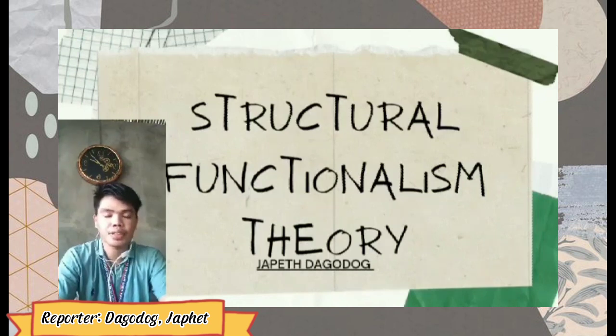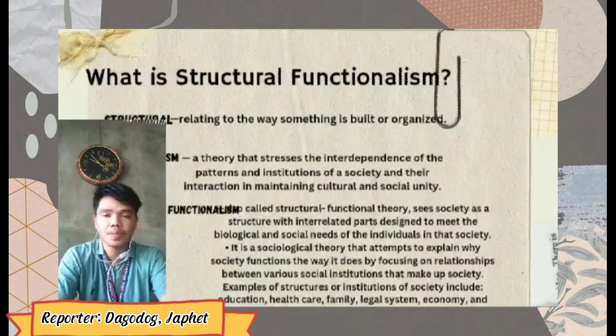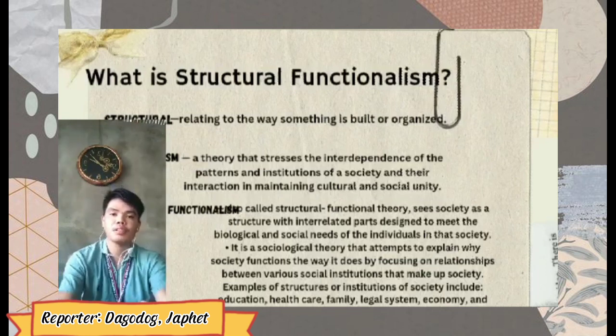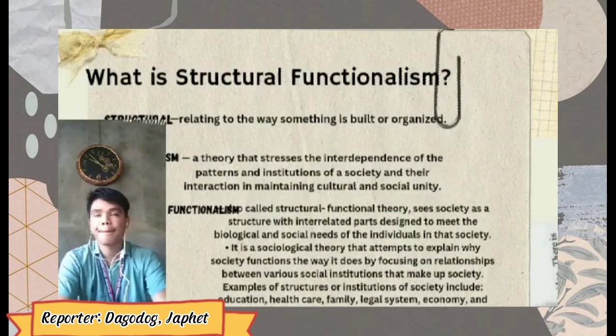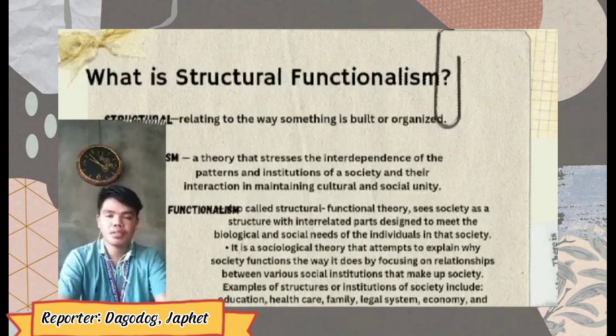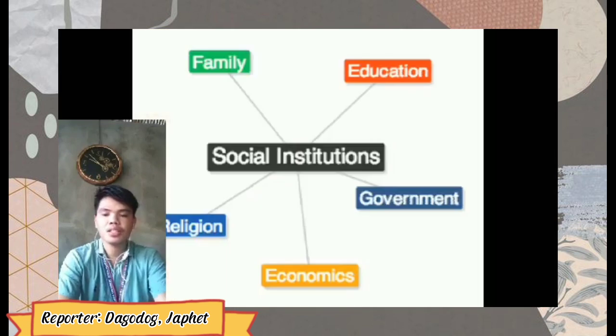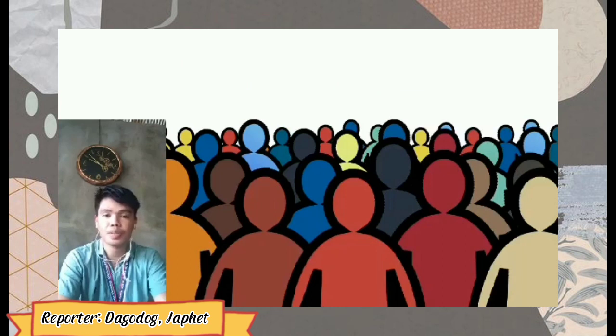Let me tackle what structural functionalism is. Structural functionalism is a sociological theory that attempts to explain why society functions the way it does by focusing on relationships between various social institutions that make up a society. Examples of structures or institutions of society include education, healthcare, family, legal system, economy, and religion. These institutions are linked together to create an impact on society, most especially in our lives.